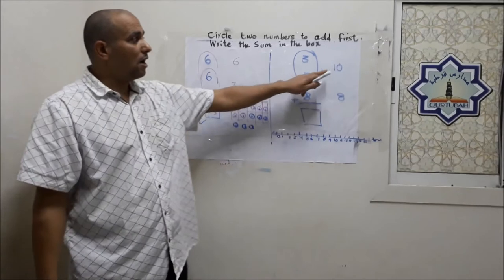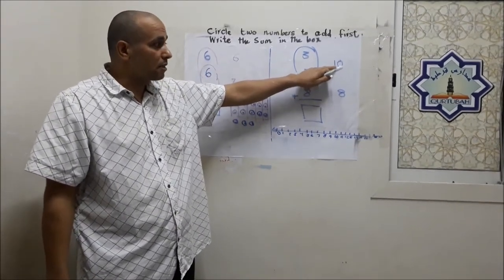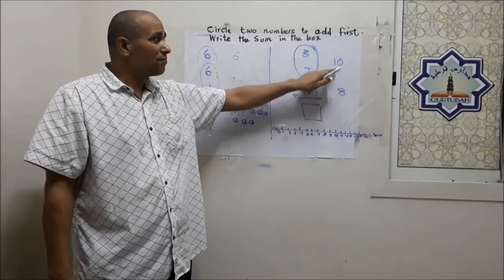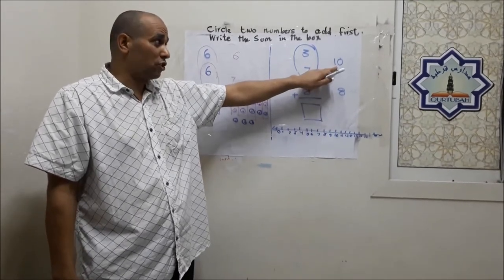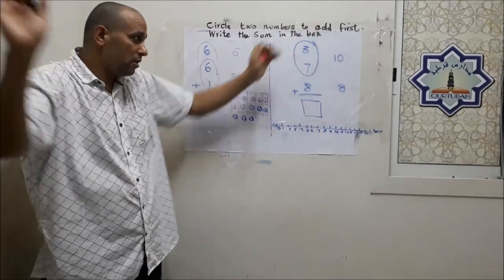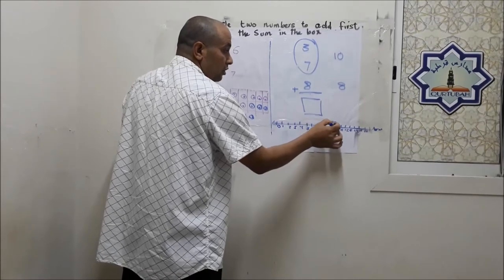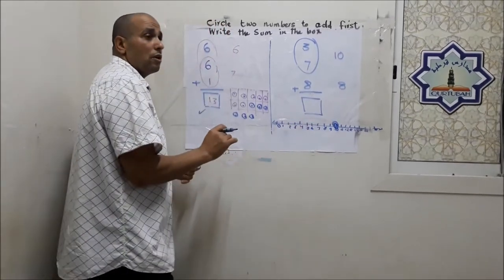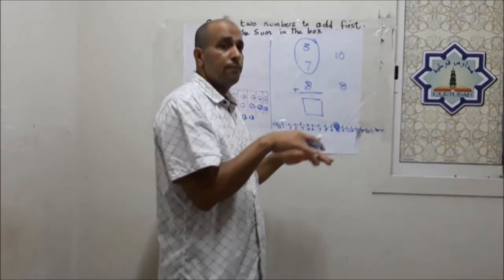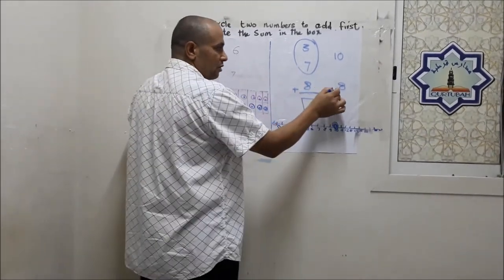So which one, where do you choose to start, from the 10 or from the 8? If you want to accept my suggestion, I recommend that you choose the bigger number here. You choose from 10 by putting the circle here. And you need to jump 8 hops here, because you have 8 here.